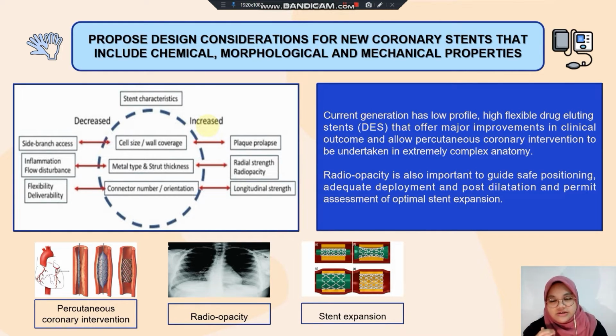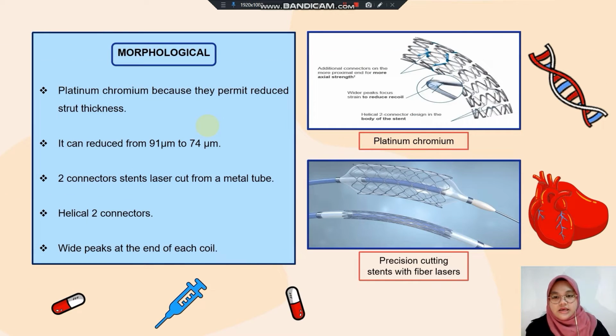One of the characteristics stated is that radiopacity is also important to guide safe positioning, adequate deployment, and post-dilatation and permit assessment of optimal stent expansion. For the morphological properties, we use platinum chromium because it permits reduced strut thickness, from 91 micrometers to 74 micrometers. It has two connectors, is laser cut from a metal tube, and also has two helical connectors and a wide peak at the end of each coil.